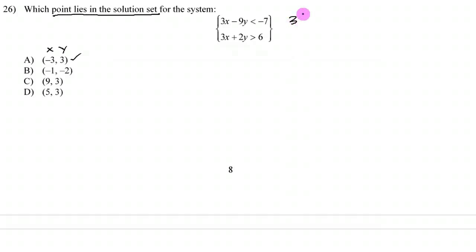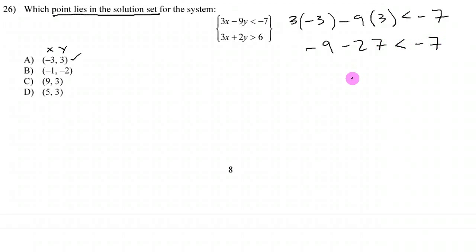I have 3 times x, which we see as negative 3, minus 9 times y, which is 3. This is less than negative 7. And let's see if this is true. So I get negative 9 minus 27 is less than negative 7, which is negative 36 is less than negative 7. Well, if I were to graph this, yes, this is further to the left on the number line, so it is less than negative 7. Now we have to check the second one, because it's not good just to check one, so this one's okay.